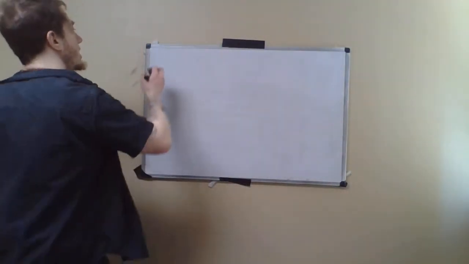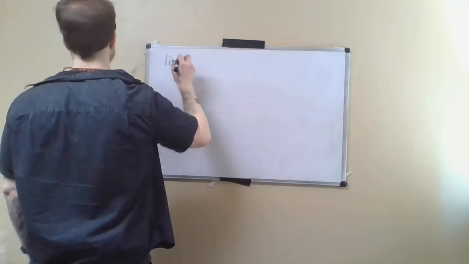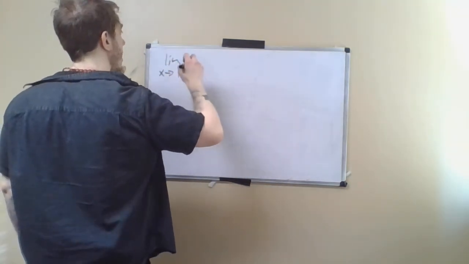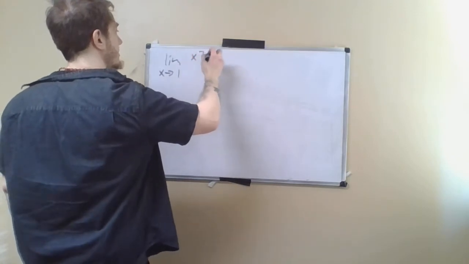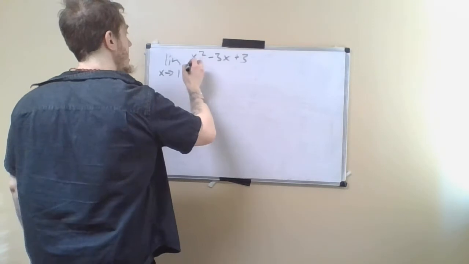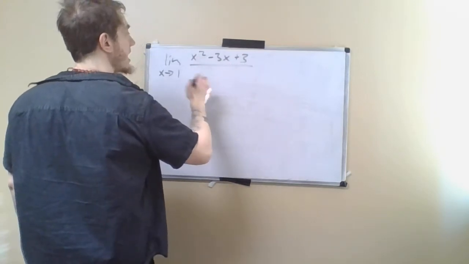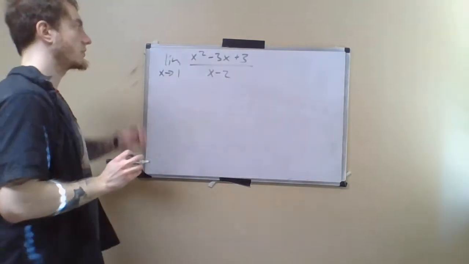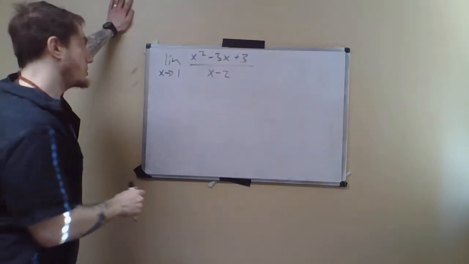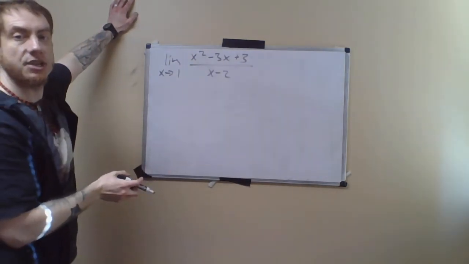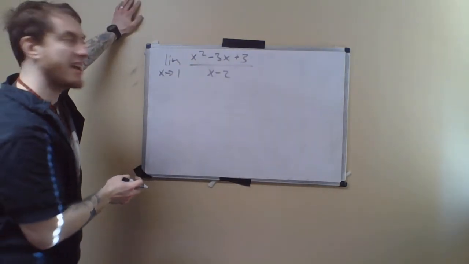So let's suppose I want to find the limit as x approaches 1 of, let's say, (x squared minus 3x plus 3) divided by (x minus 2). Well, the first thing to do is to notice that if I just plug in 1, the denominator doesn't become 0. So I can just find this whole thing by evaluation.